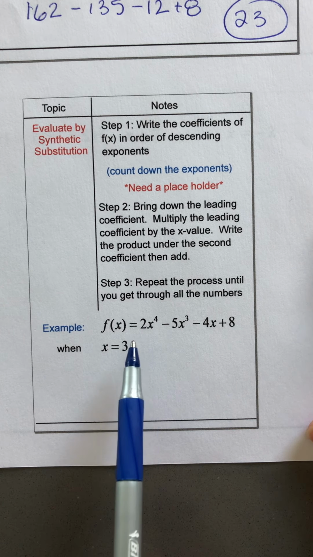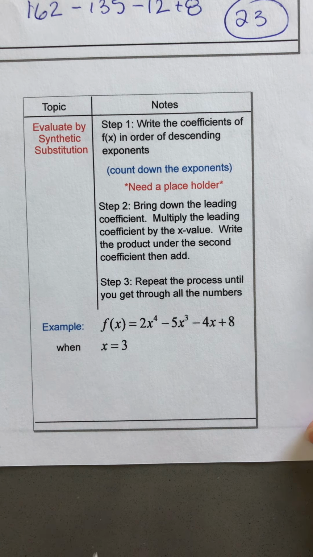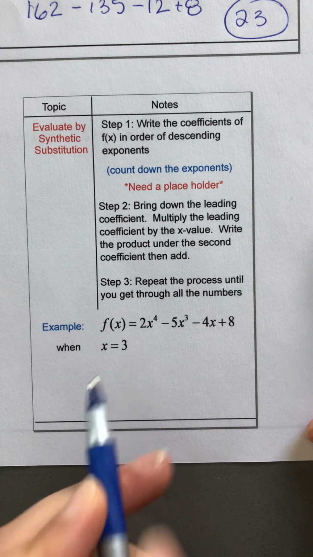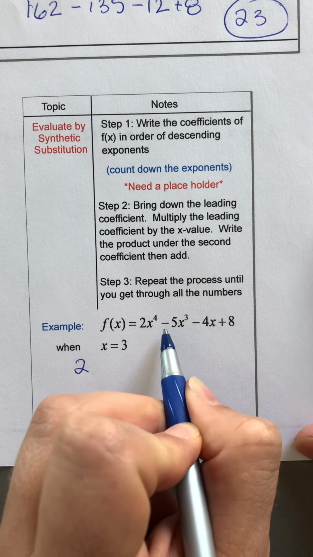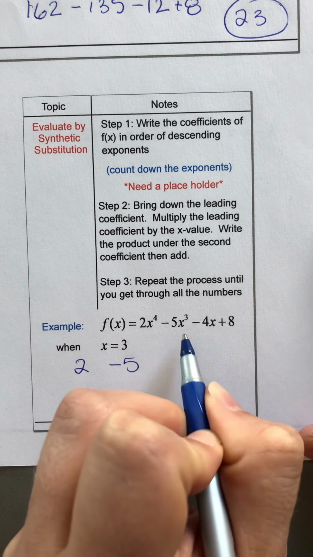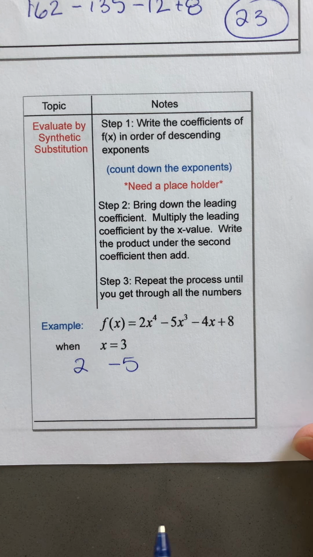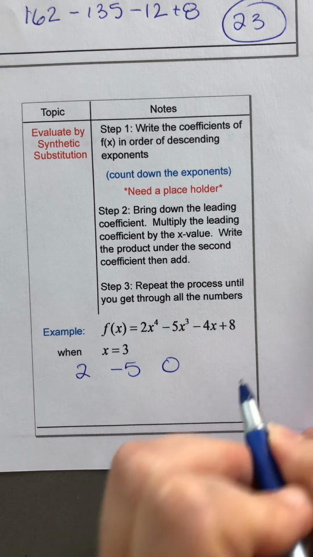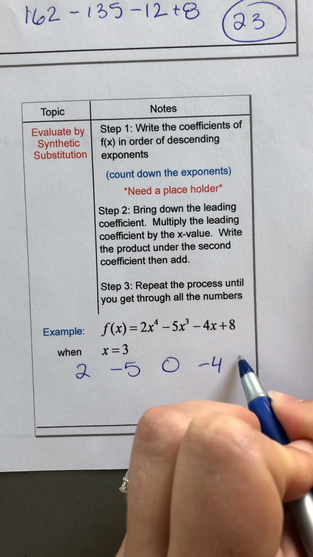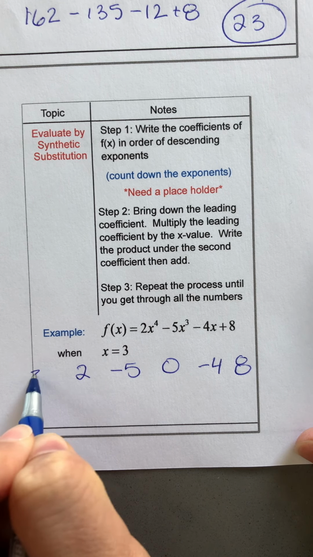So here we have f of x equals 2x to the fourth minus 5x cubed minus 4x plus 8 when x equals 3. So we're going to start by writing down our coefficients. The first one is a 2. That goes with our x to the fourth. The next one is a minus 5. That goes with our x to the third. We don't have an x squared in here, but we do need to have a placeholder, and that's very important. It's a 0 since there's nothing there. We have a negative 4 on our x, and an 8 is our constant. Then over here in the corner, we're going to put our 3.